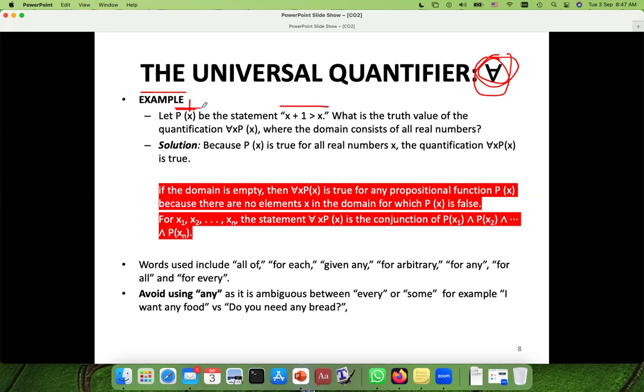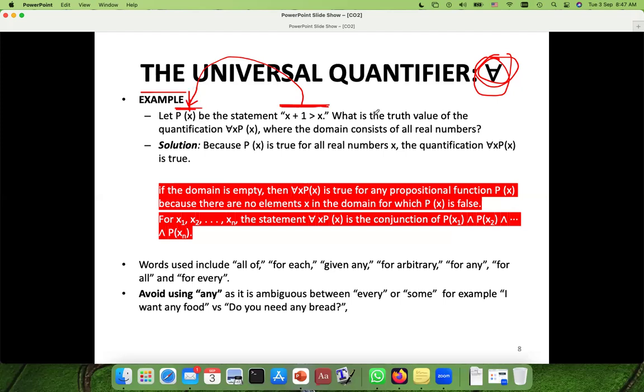Anyhow, let P(x) be the statement. The mathematical sentence which is given to us, we are now representing in this predicate form P, and this x, which acts as a variable here, we are representing within the parentheses. So this is the predicate for that sentence.